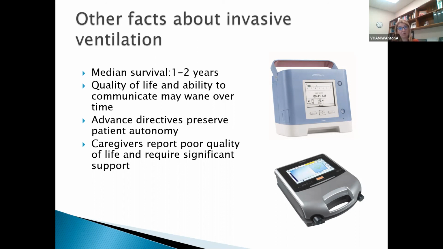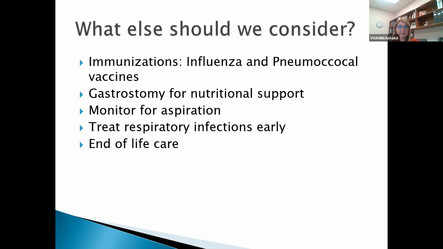And that is the discussion not only with the patient, but with the caregivers. And I can share with you that caregivers do report it's a significant workload and responsibility, and requires a lot of support for them, and the quality of life of the caregiver is also poor. What else should we consider? Immunizations are extremely important: influenza, pneumococcal vaccine. Nutrition, good nutritional support, avoid losing weight, monitoring for aspiration, treat respiratory infection early, and again, discussing end of life.